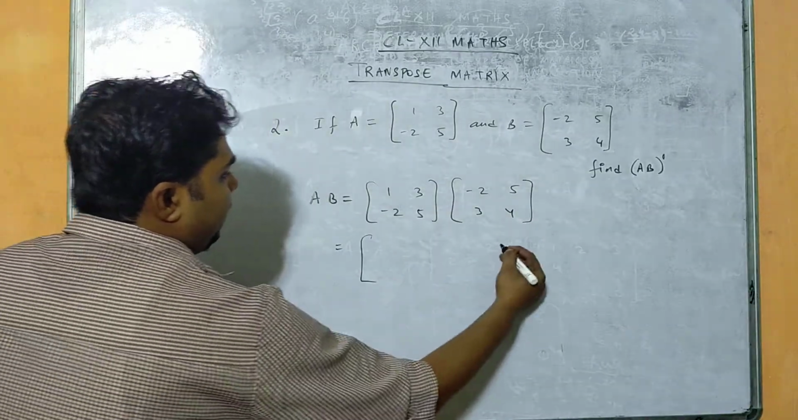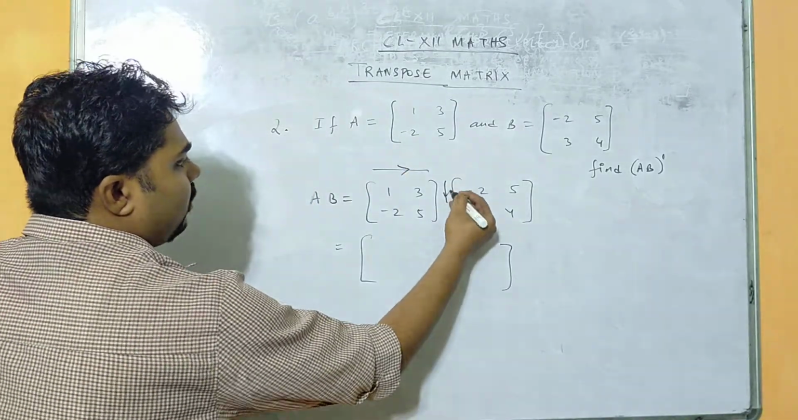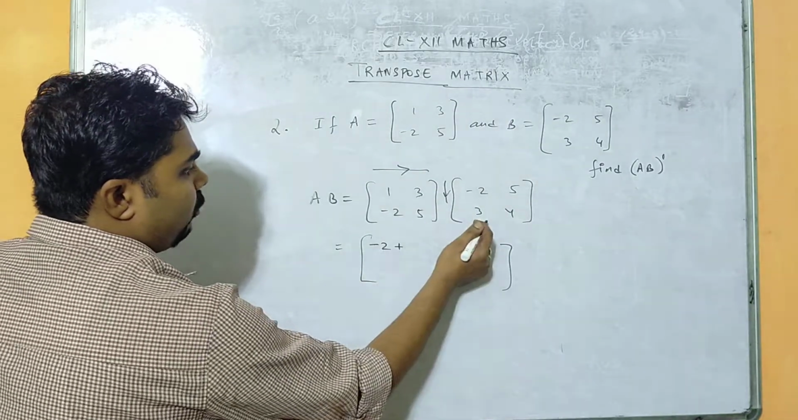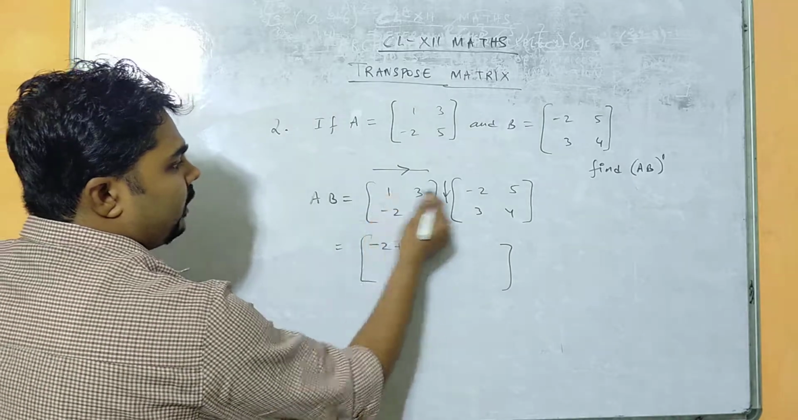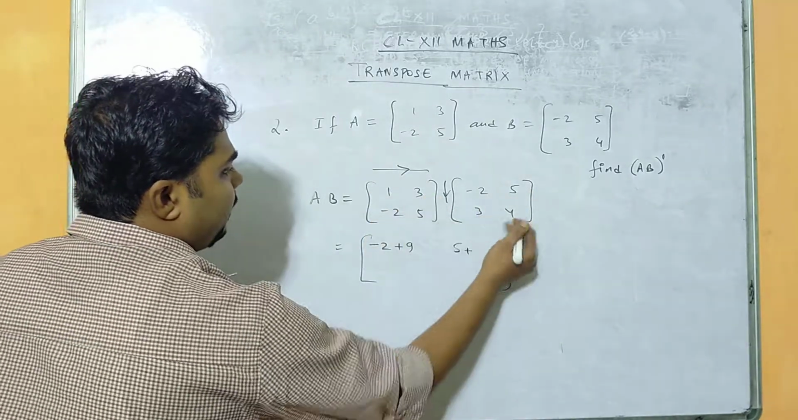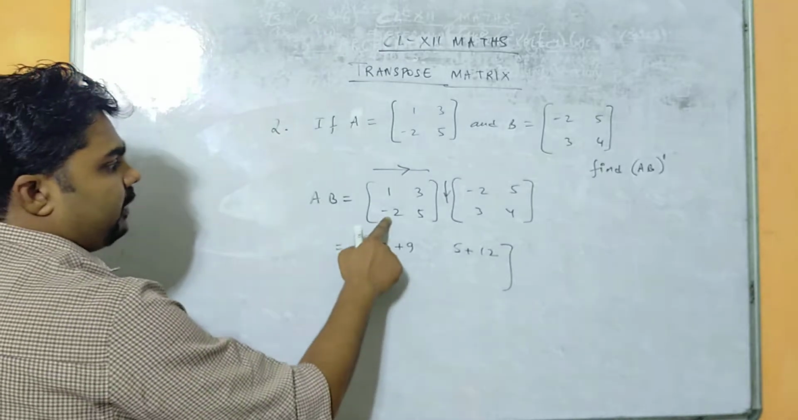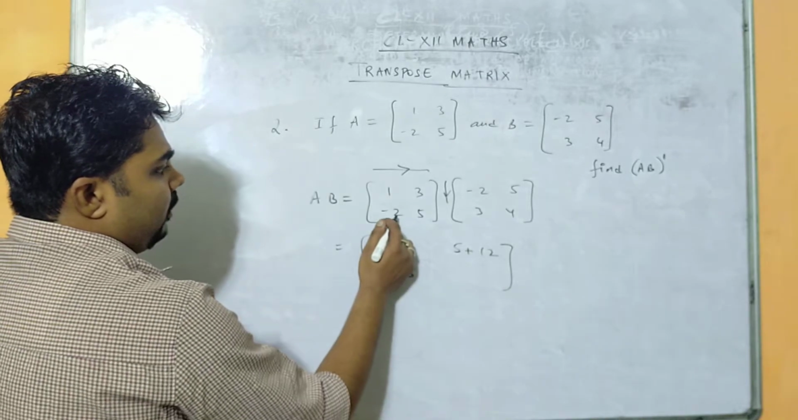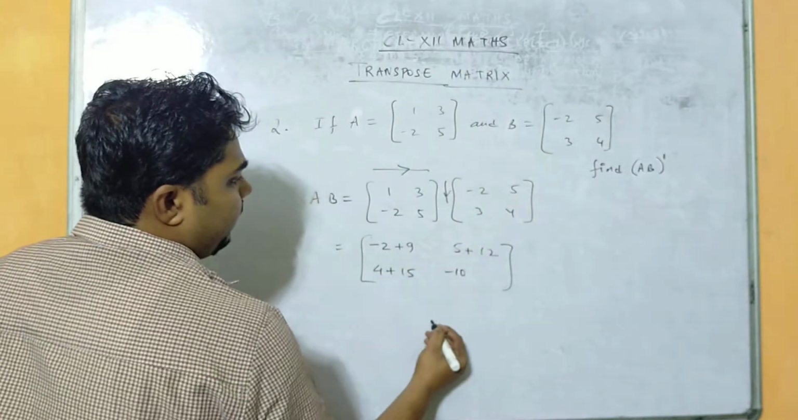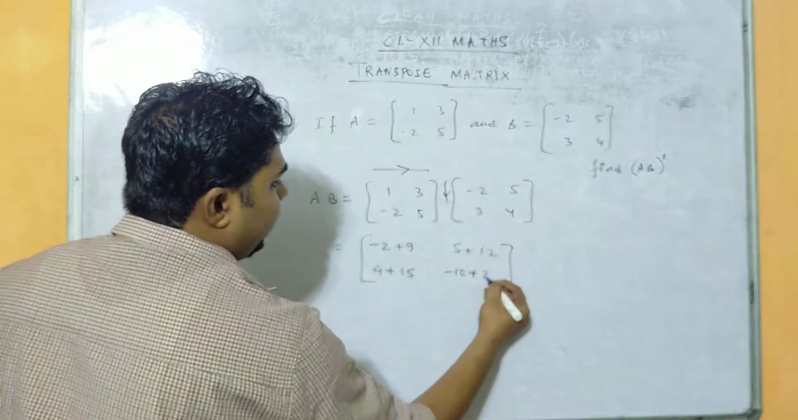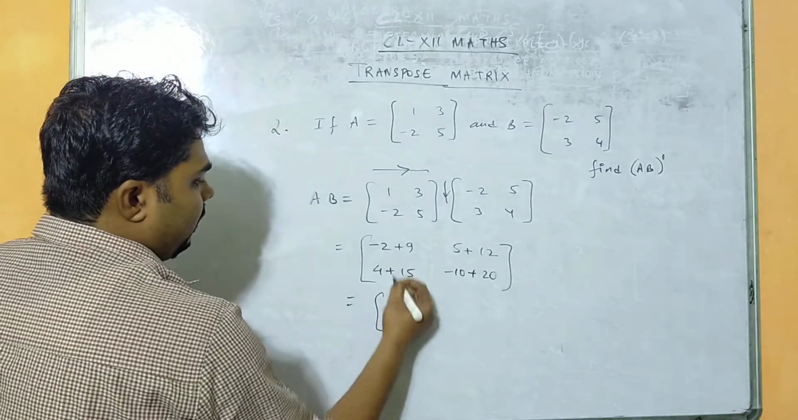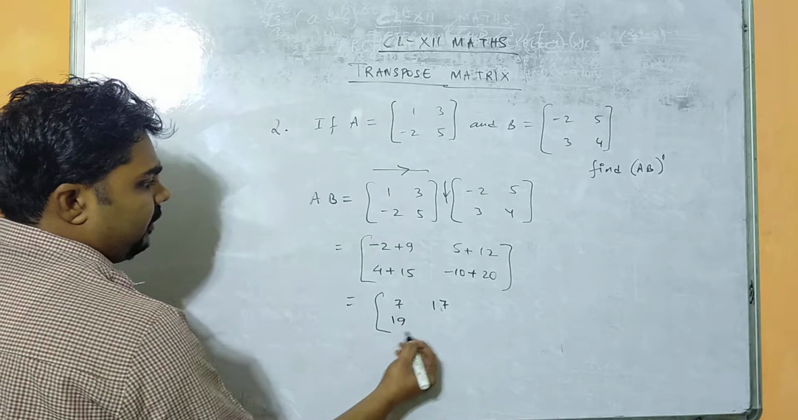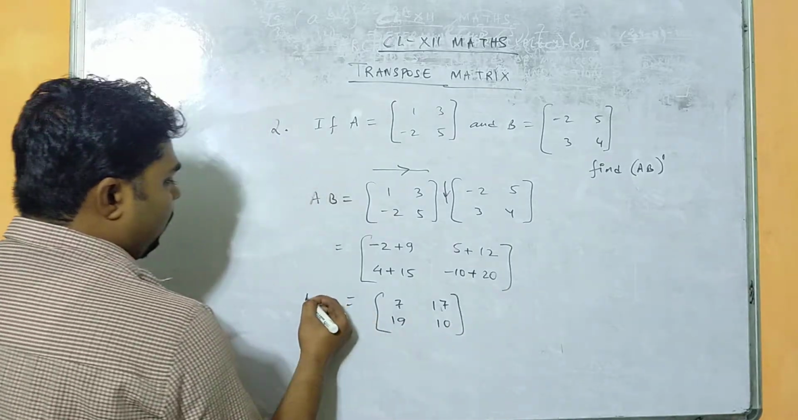In multiplication of matrices, we have to multiply row and column. 1 into minus 2 is minus 2, plus 3 into 3 is 9. Similarly 1 into 5 is 5, plus 3 into 4 is 12. Similarly minus 2 into minus 2 is 4, plus 5 threes are 15. Minus 2 into 5 is negative 10, plus 5 into 4 is 20, right? So we have here 7, 17, 19 and 10, right? Now we have got AB.